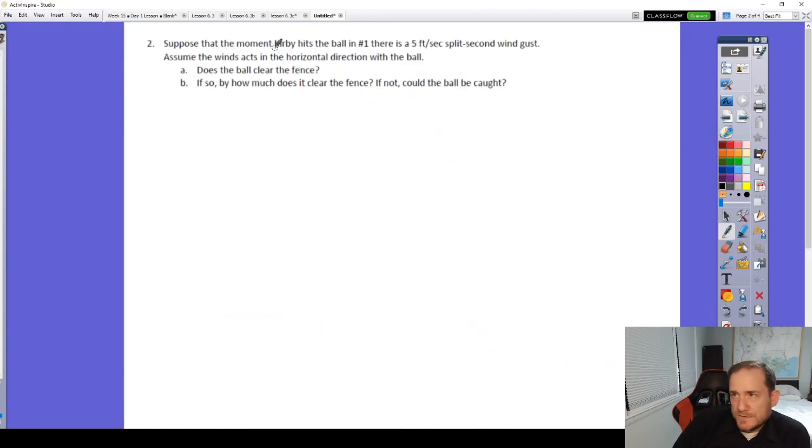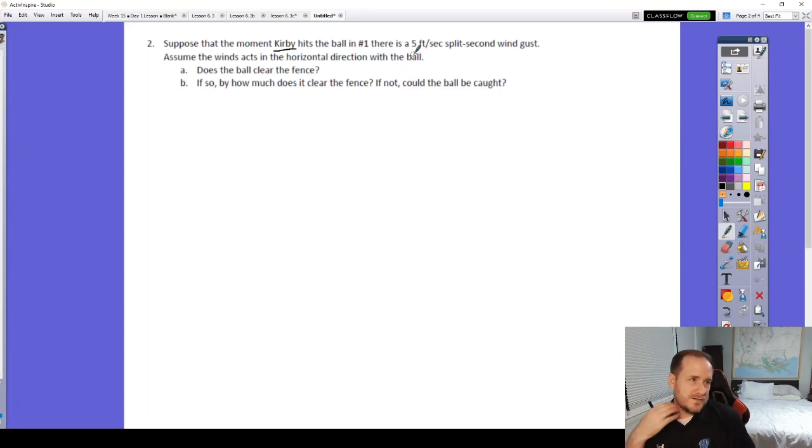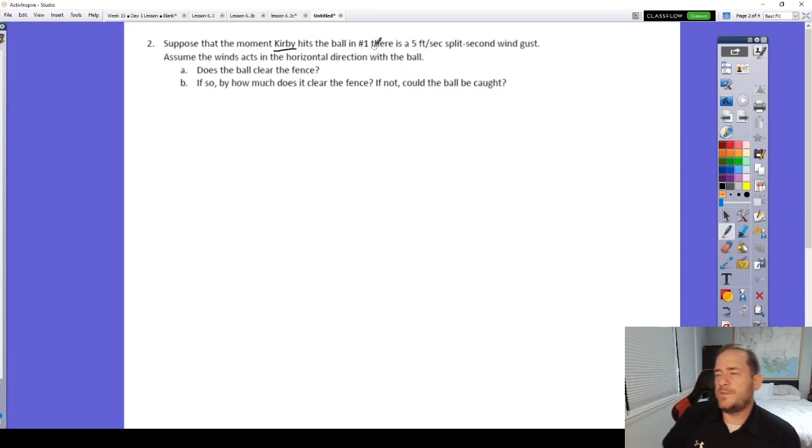We're not done. There's a new question about Kirby that says, hey, in problem number 1, it was a nice calm day. But in problem number 2, we're saying that at the exact moment, or shortly, a millisecond after Kirby hits the ball and the ball leaves his bat, there's a split-second gust of wind that imparts an extra second force to the ball. And suddenly, I love this problem because guess what? Now we're marrying our unit on projectile motion with our unit on vectors.